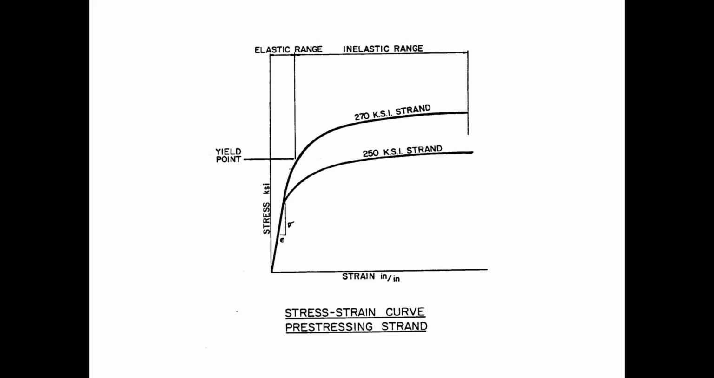All right, the material property that relates the stress to the strain, the load to the elongation, is the modulus of elasticity. So long as we're in that linear range, that material property that allows us to calculate the elongation based on the load is referred to as the modulus of elasticity. And for pre-stressing steel, the modulus of elasticity is usually somewhere in the neighborhood of 28 million psi.